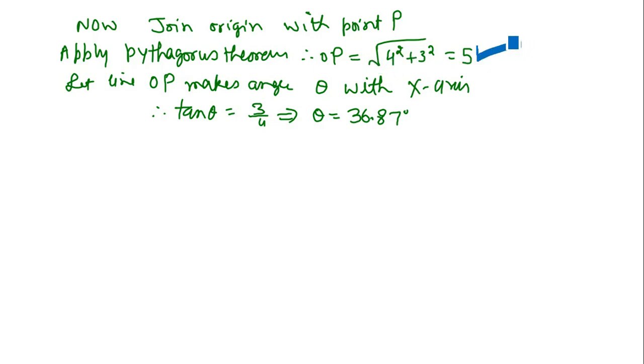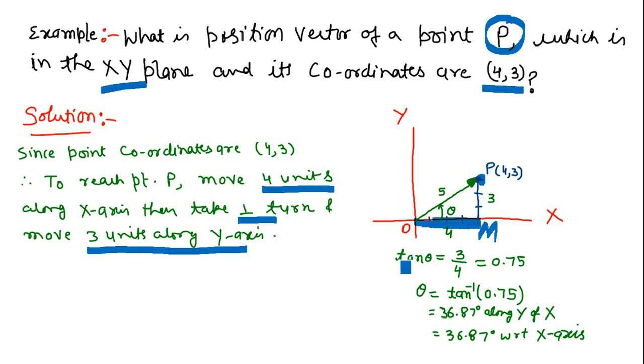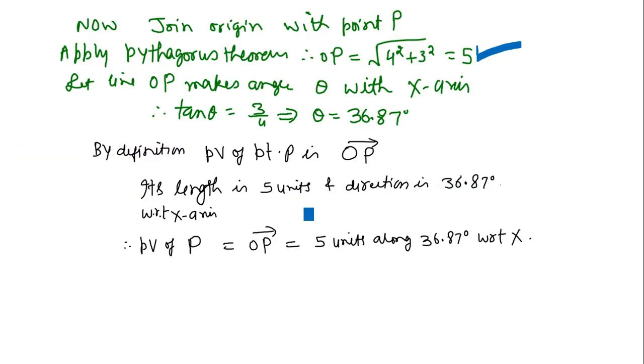In order to find the direction of the position vector with respect to the x-axis, we will use the expression for tan theta, and from the figure we can see that tan theta is equal to 3 upon 4, which on solving gives us the value of theta to be 36.87 degrees. Hence we have found the position vector of the point P. Its length is 5 units and its direction is at 36.87 degrees with respect to the x-axis.